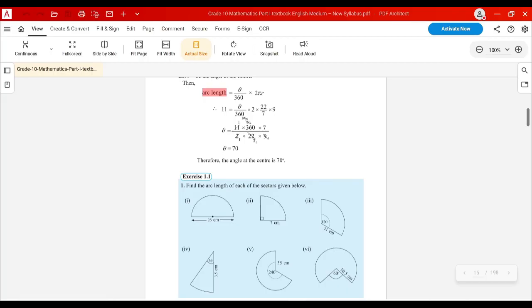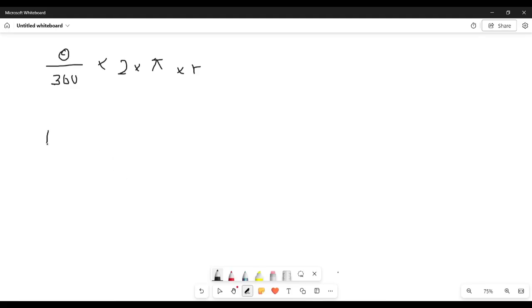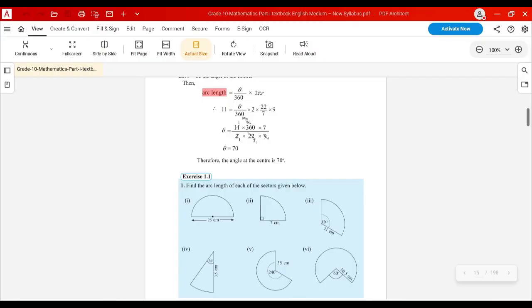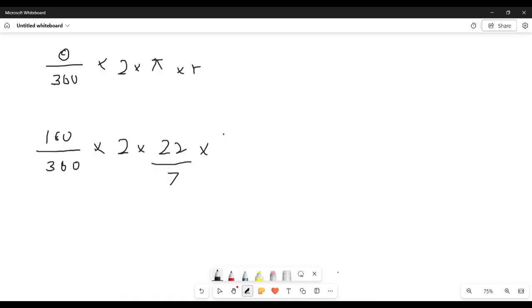So as we know, the sector here is half of the circle. So half the circle means it is a 180-degree angle, right? So our theta is going to be 180 over 360, right? 180 over 360 into 2, and the pi value would be what? 22 over 7 into the radius. What's the radius? So our diameter is 28. That means our radius should be 14, half of 28. That is 14. Got it?